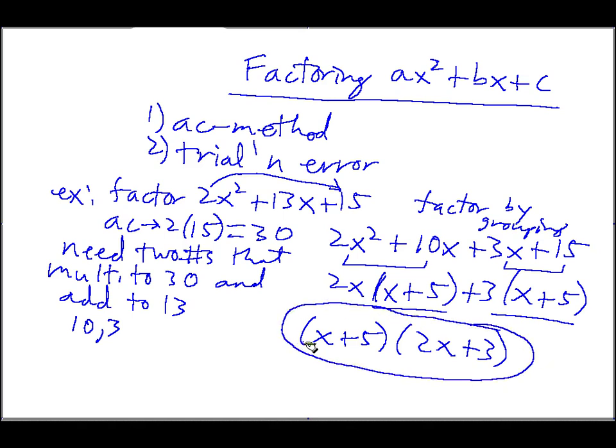There's my solution. So I factor this trinomial, which is a little more challenging than the last section, into x plus 5 times 2x plus 3. Now, let's solve this problem again with a technique called trial and error. Let's look at trial and error here.